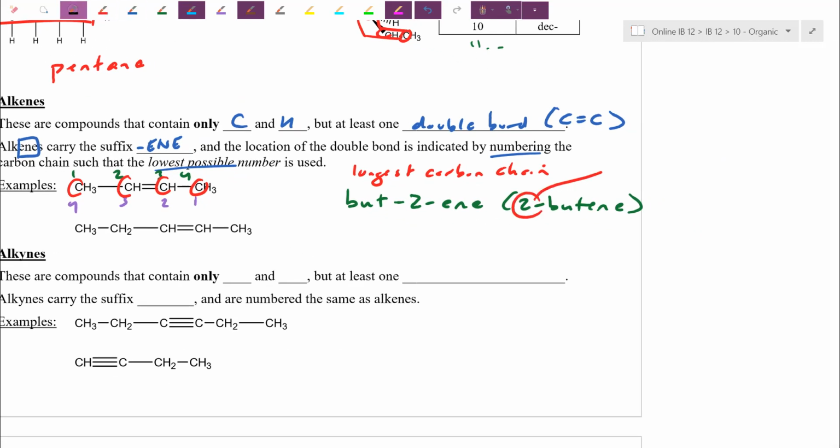So the double bond, I know the double bond is between carbons for this functionality. The double bond starts from 2 to 3, and I just give you the lower of the two numbers.